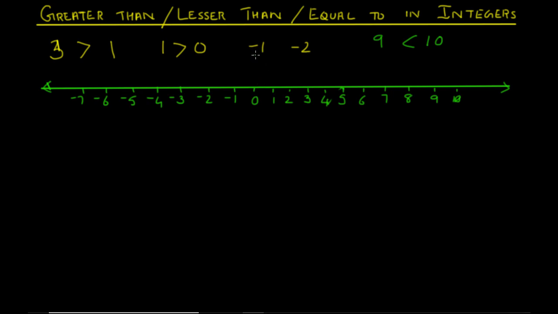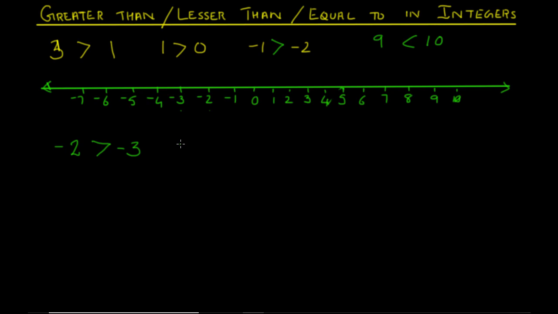Now you tell me, -1 and -2, which is on the left? -2 is on the left, so -1 is greater than -2. Let's take a few more examples. -2 and -3. -2 is here, -3 is here. So -2 is on the right of -3, so -2 is greater than -3.